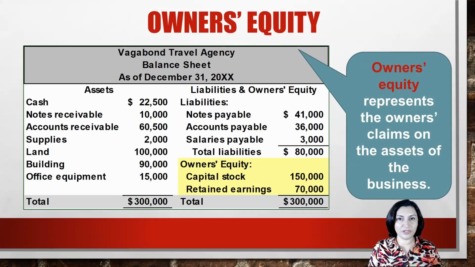The equities of an entity include investments by owners, withdrawals by owners, and earnings retained by the business. Investments by owners and net income increase owners' equity. Payments to owners and net losses decrease owners' equity. In our example, we have 220,000 in owners' equity.